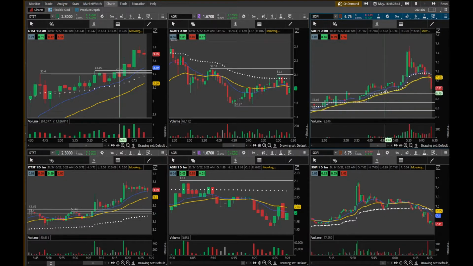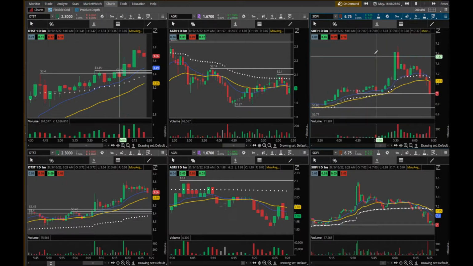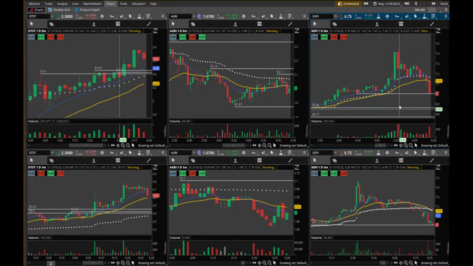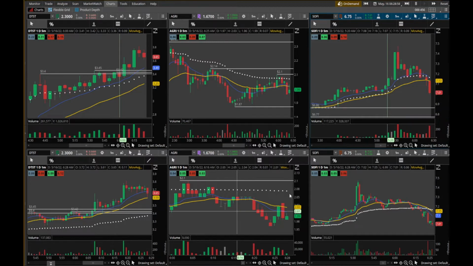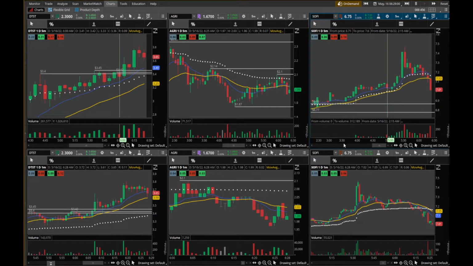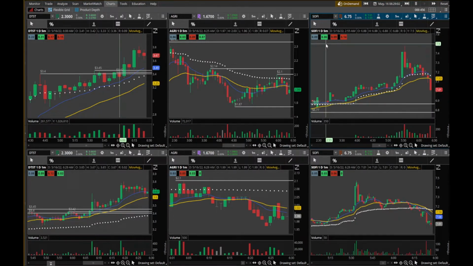$7. Support there at 7. Already hitting that. 628. We got 1 minute to go. All right. So I don't think I'm going to trade Sophie unless it does hit this hourly line. If it does that, I might jump in there.